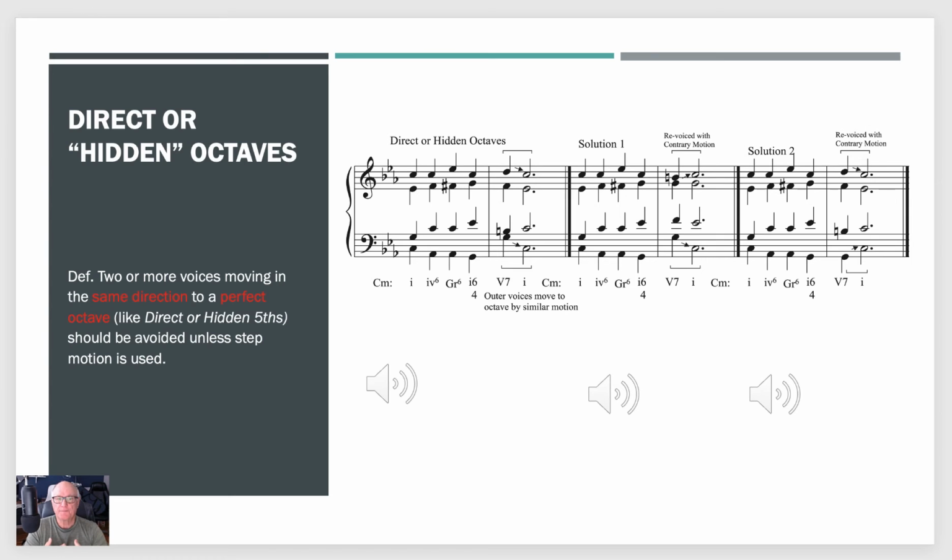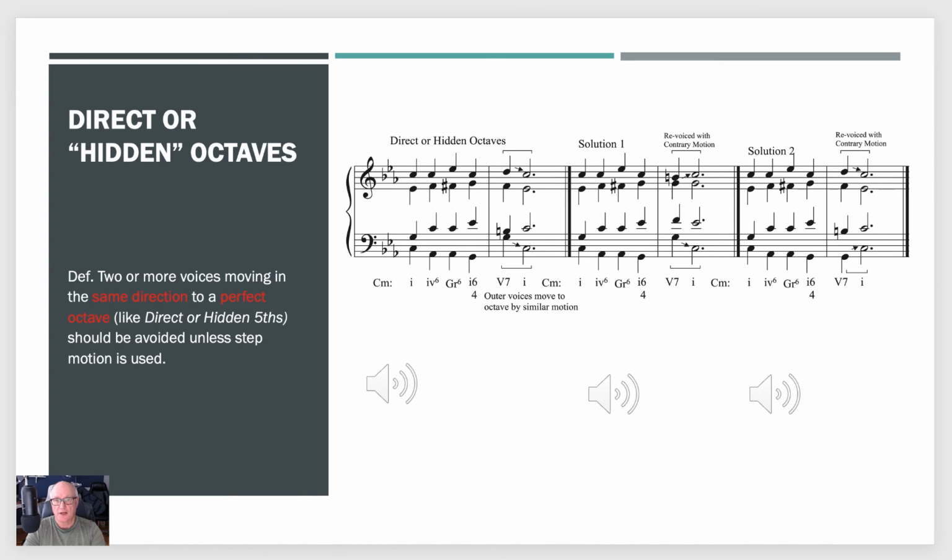Direct or hidden octaves. It's the same idea. It's two or more voices moving in the same direction to a perfect octave, just like the hidden fifths. And it should be avoided unless step motion is used. So if I've got this particular example and it goes from the D to the C, those outer voices are an octave. Well, that's pretty hollow sounding, even with the addition of the other two voices, as we'll see in a moment. And then the solution to that, you just revoice the last two voices to get contrary motion. Gets rid of that problem.